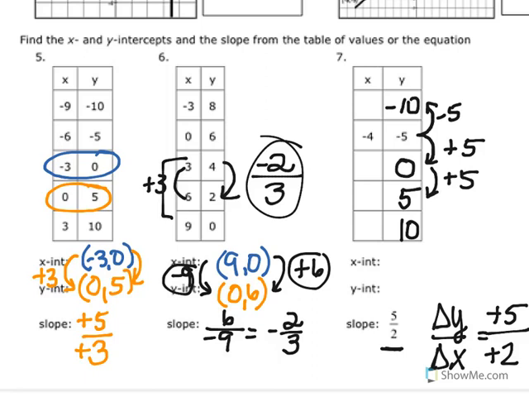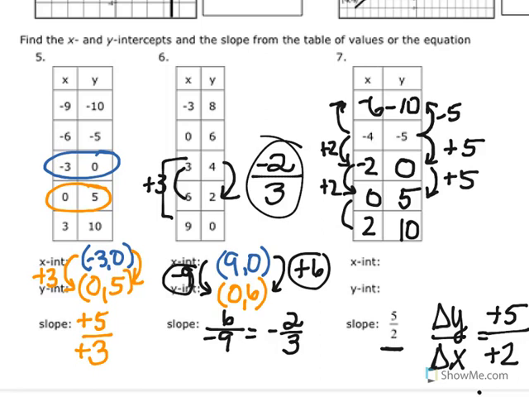Now let's do the x's. If we start at negative 4 and go plus 2, negative 4 plus 2 is negative 2. And then we have negative 2 plus 2 is 0. And then this would be positive 2. And if I went backwards, I get negative 6.